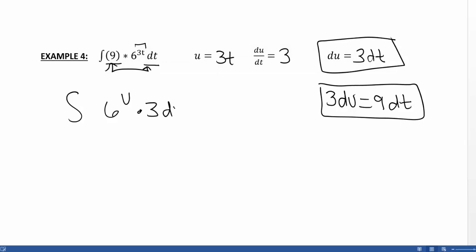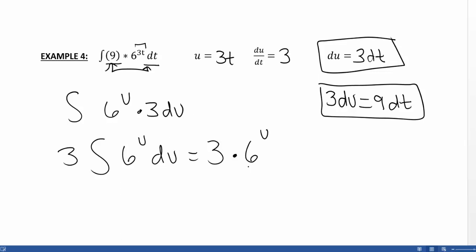So 3 du. Again, I'm going to pull my constant out front. My constant's a 3. And I have 6 to the u du. So since I'm using my constant multiple rule, my 3 will multiply my answer. And from my basics chart for antiderivatives, I know that the antiderivative of 6 to the u is 6 to the u divided by the natural log of 6. With antiderivatives, we divide by the natural log of the base.